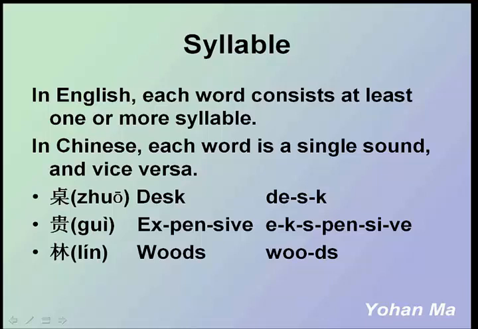So each sound is a word. So in this one word, 贵, if you have to write the sound of the English in Chinese, that will be totally six words. Expensive.